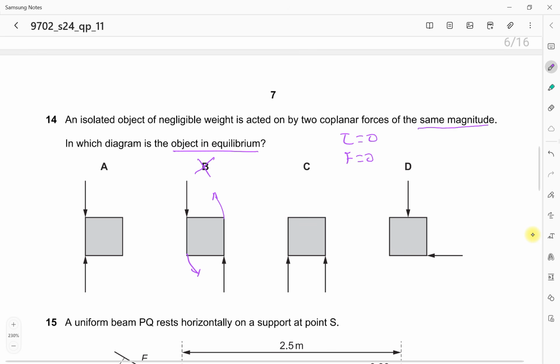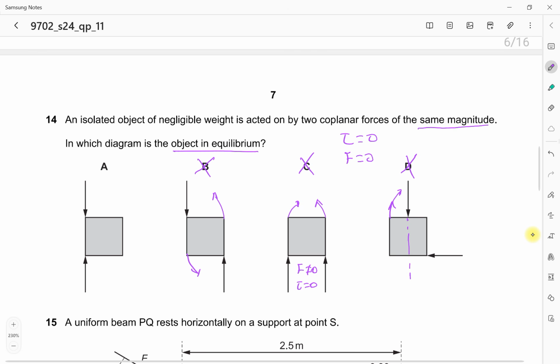So this one is causing a moment in that direction, and this is causing a moment in that direction. There's no resultant moment, but they are both acting in both directions. So the resultant force is not zero, even though the resultant moment is zero. So this one is also out. Then D, this is acting vertically downwards through the center, and this is going to cause a rotation in this direction. So the rotation in the clockwise direction is not countered with this force.